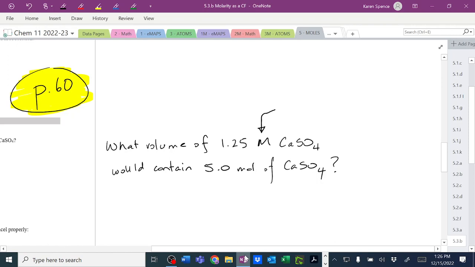So before we move on to that, that's going to be on the break. We are going to talk a little bit more about moles today. We are on page 60 in your pink book. Page 60 in the pink book.